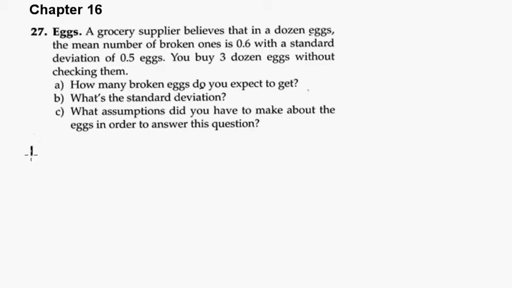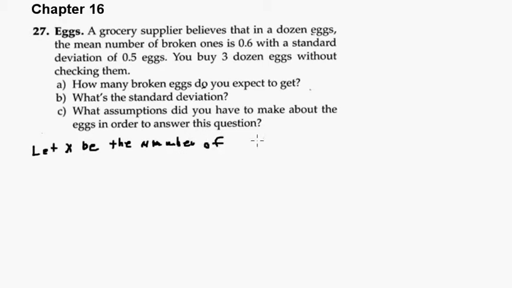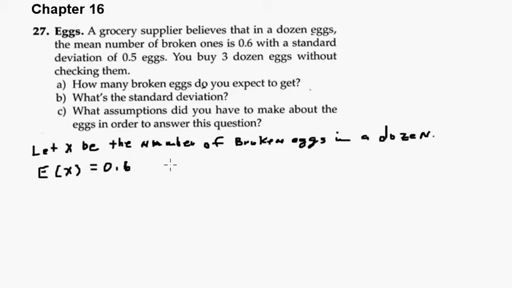So if we say let x be the number of broken eggs in a dozen, then what we've been told is that the expected value of x is equal to 0.6, and the standard deviation of x is equal to 0.5.